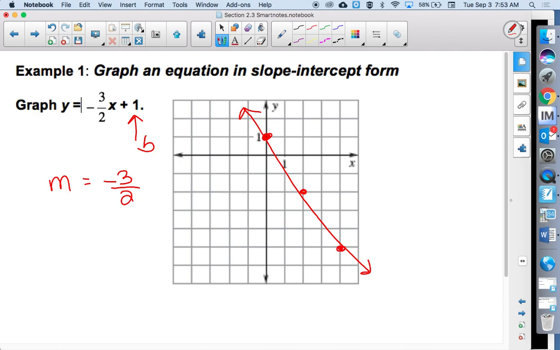If I had space to go the opposite direction, I could place the negative underneath and move up 3, but backwards 2. And if you're moving backwards, that also represents a negative slope. Questions? So you begin with B, you move with the slope.